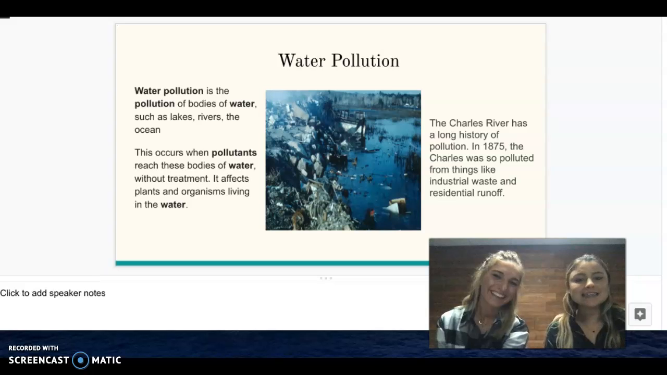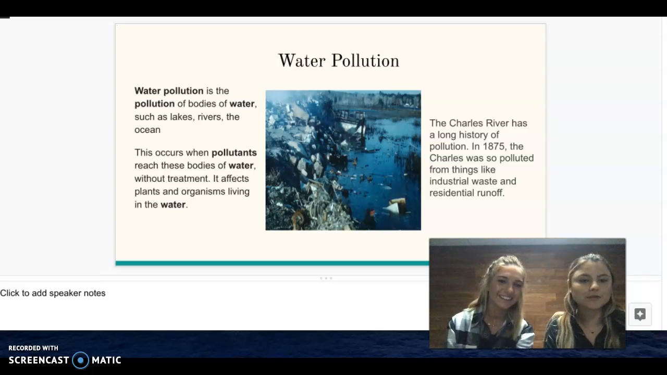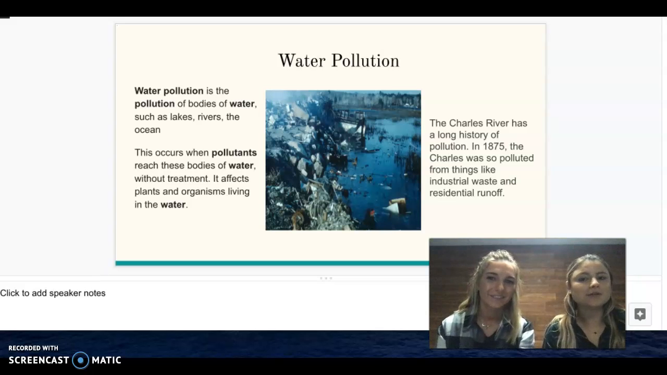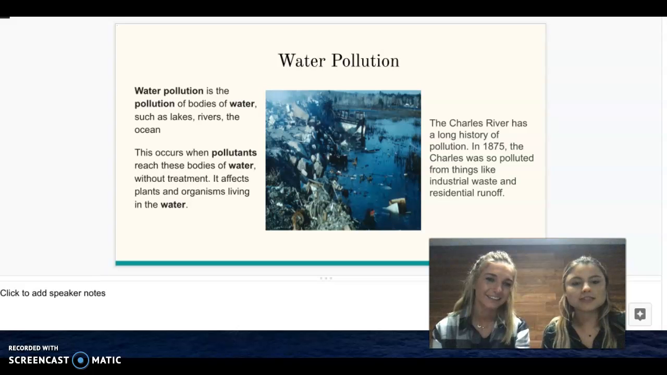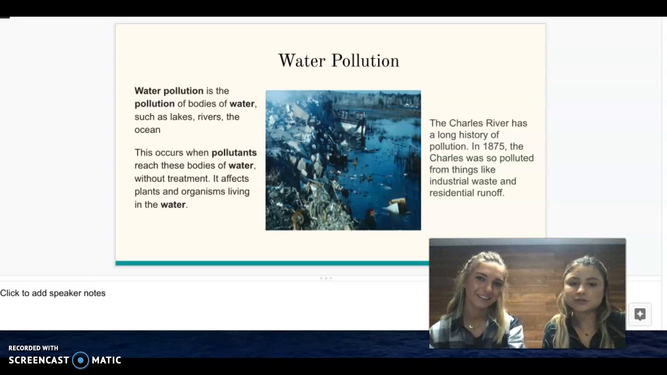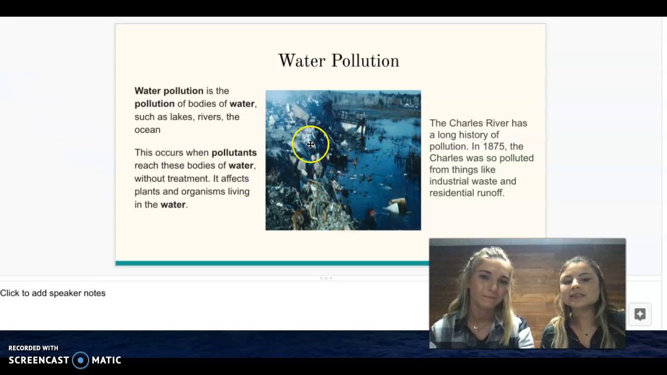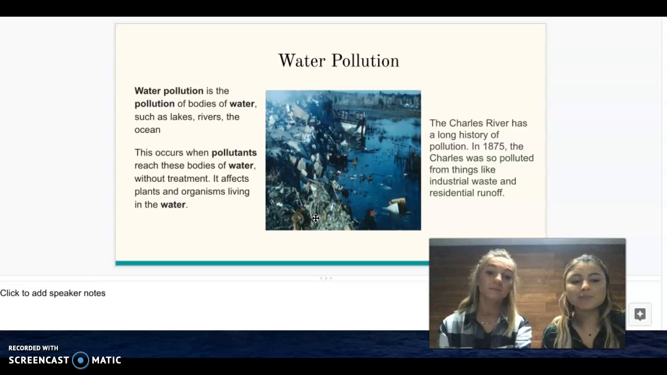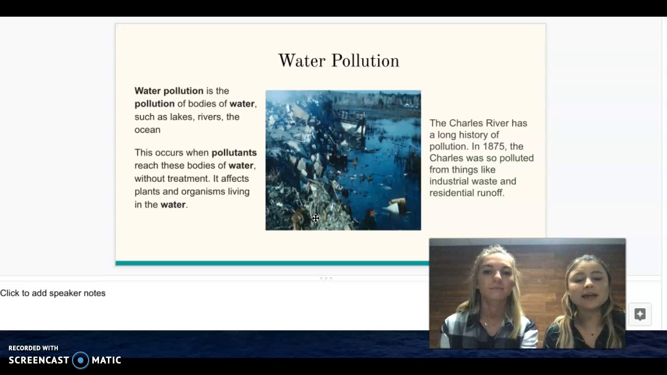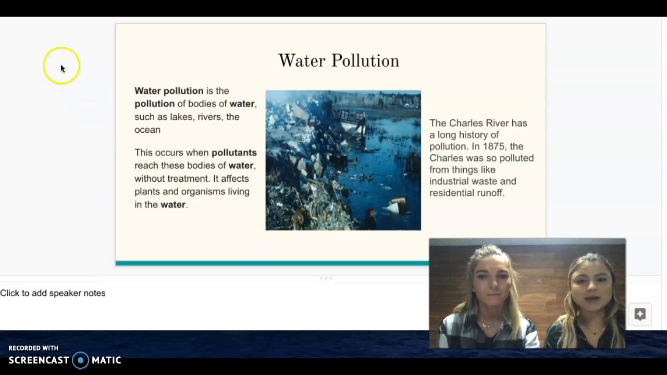The second type of major pollution is water pollution. Water pollution is the pollution of bodies of water such as lakes, rivers, and oceans. In the middle of the screen, the picture is of the Charles River, which is in Boston, Massachusetts. Maybe you guys have seen it. It doesn't look like this now, but this is what it used to look like due to factories and industrial waste running off into the river. There also looks like there's a lot of garbage that people might be throwing in there. That's what happens when it hits the water. That's what it looks like.